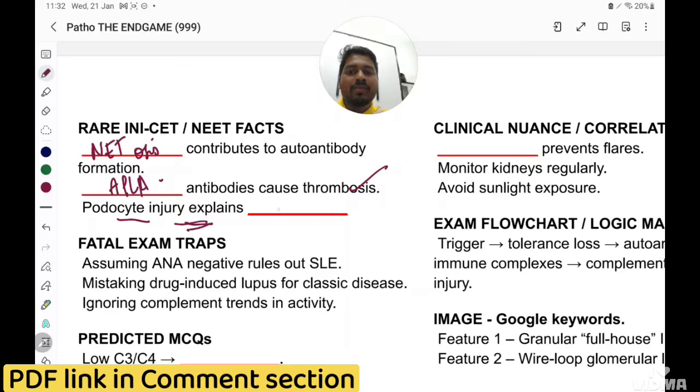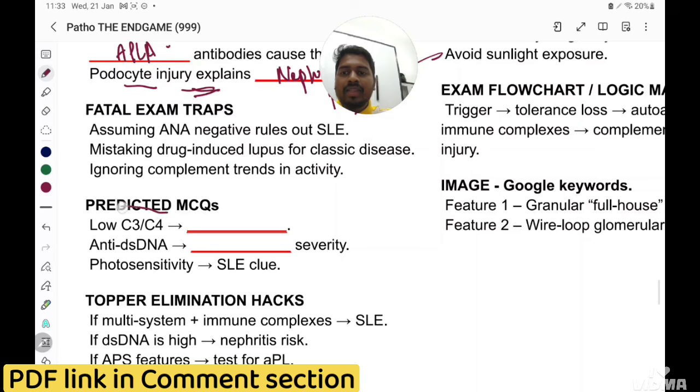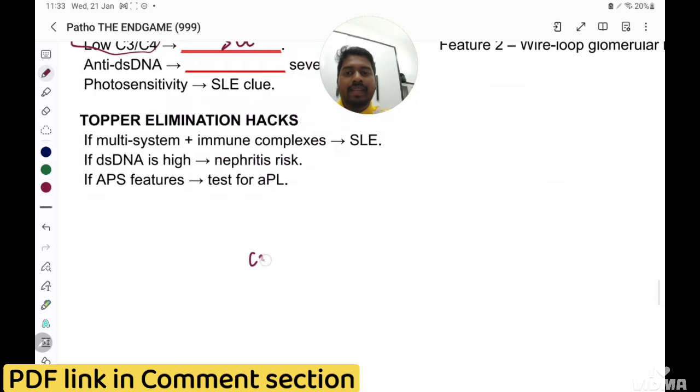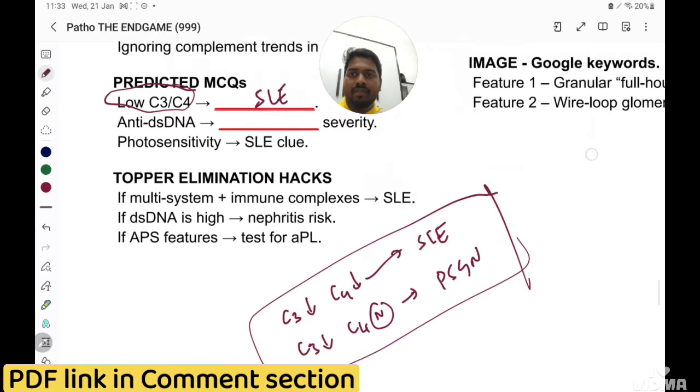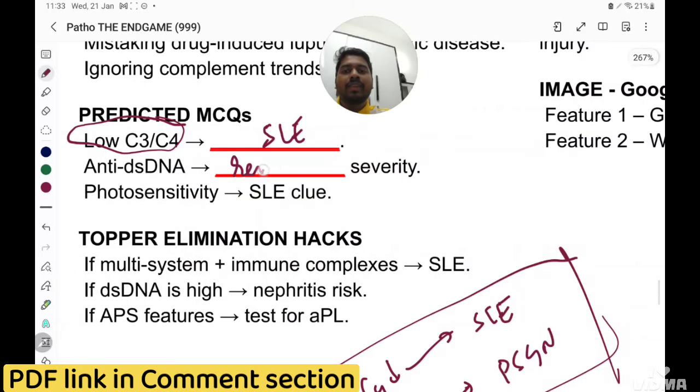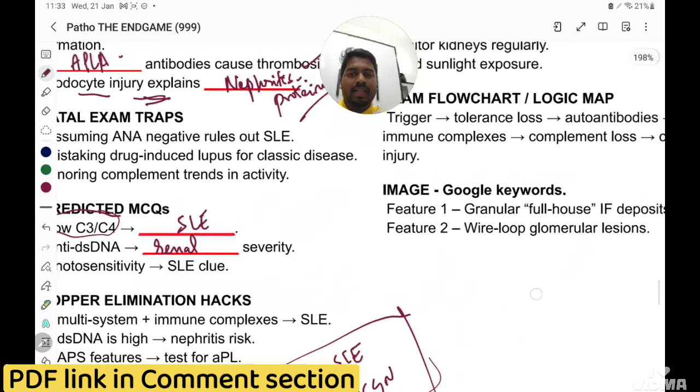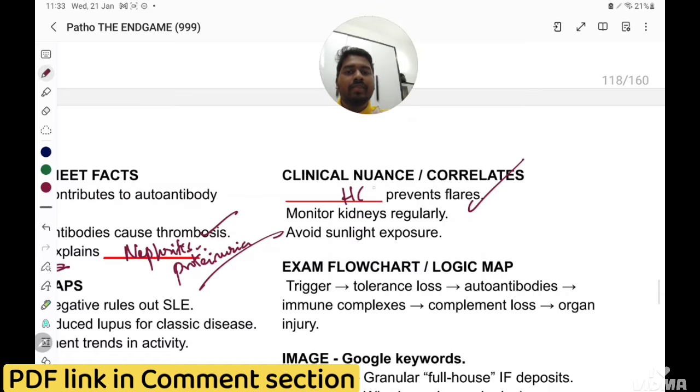Now, podocyte injury explains what? It explains nephritis, glomerulonephritis, which occurs along with proteinuria. Proteinuria and nephritis occur because of podocyte injury. Now, low C3, C4 is seen in SLE. Very important thing: if C3 is low and C4 is low, it is SLE. If C3 is low and C4 is normal, it is post-streptococcal glomerulonephritis. Remember this point. Next, anti-dsDNA correlates with renal severity. And what prevents flares? Hydroxychloroquine prevents SLE flares.